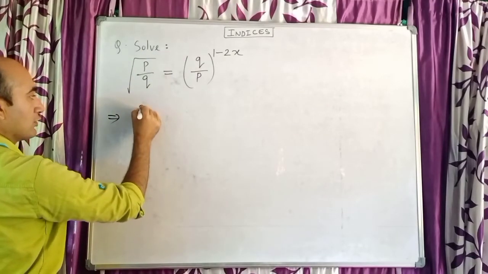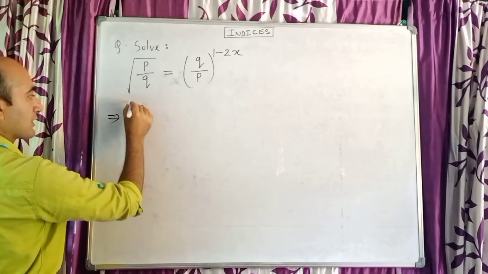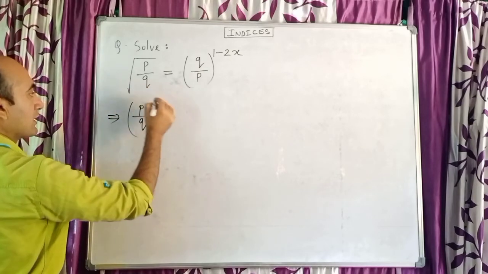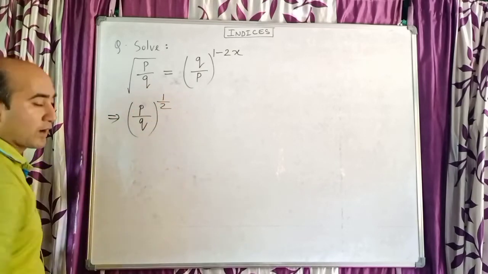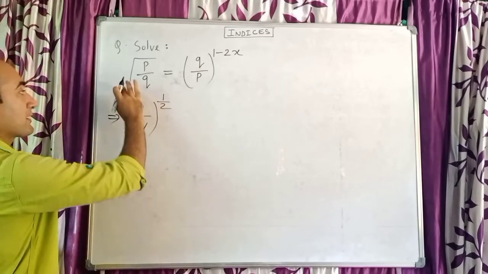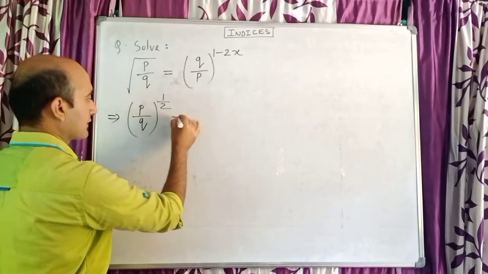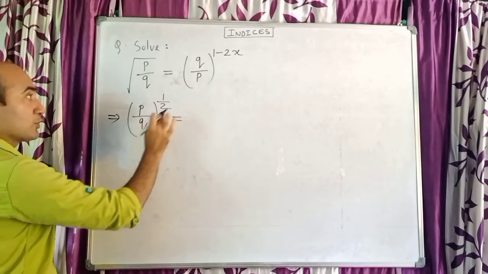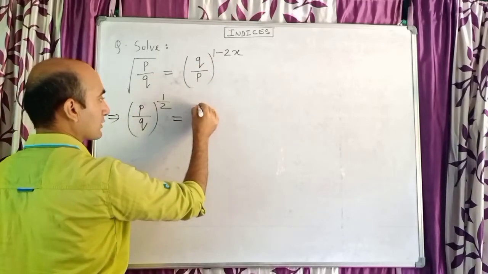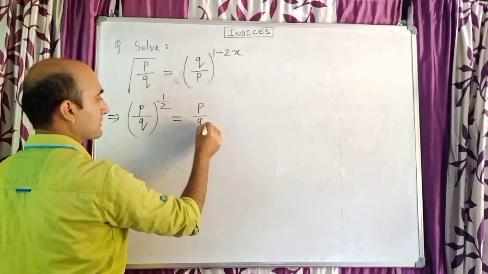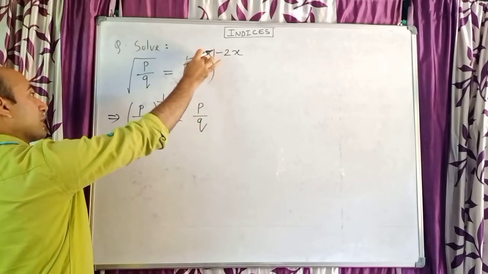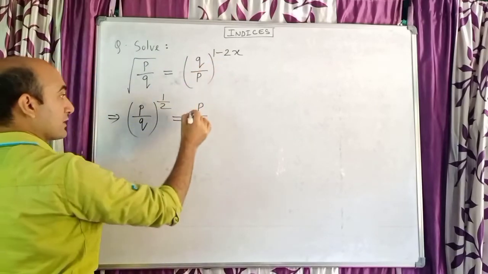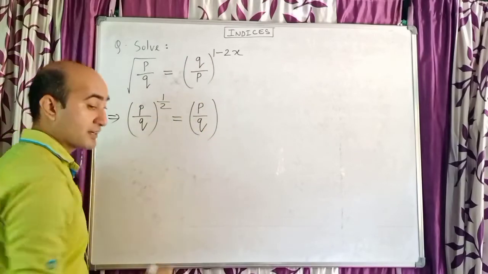So I have told you in my previous video that whenever we remove root over, we can write power 1 by 2. So by writing power 1 by 2, root over is removed. Next, as I just now told, here we have p by q, here also I want p by q. So to make it p by q, what happened? P went on the top and q came at the base. That means numerator and denominator changed.